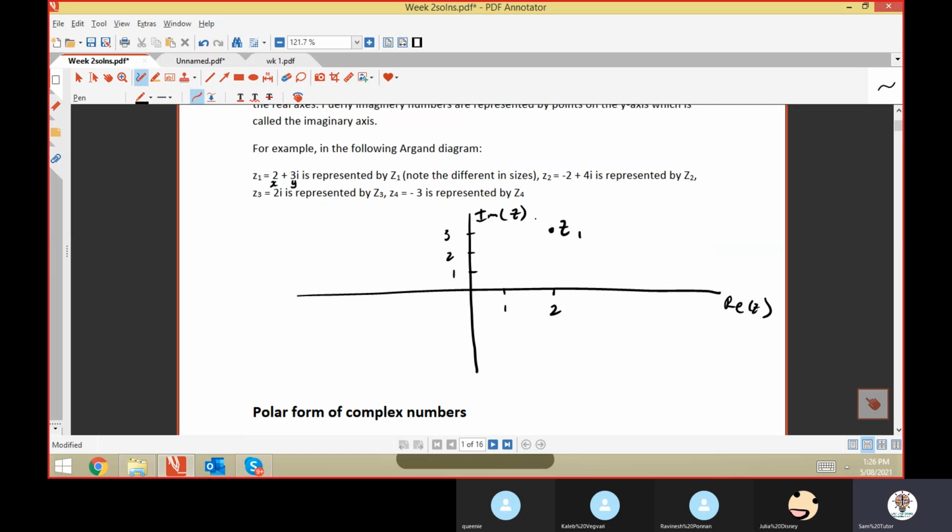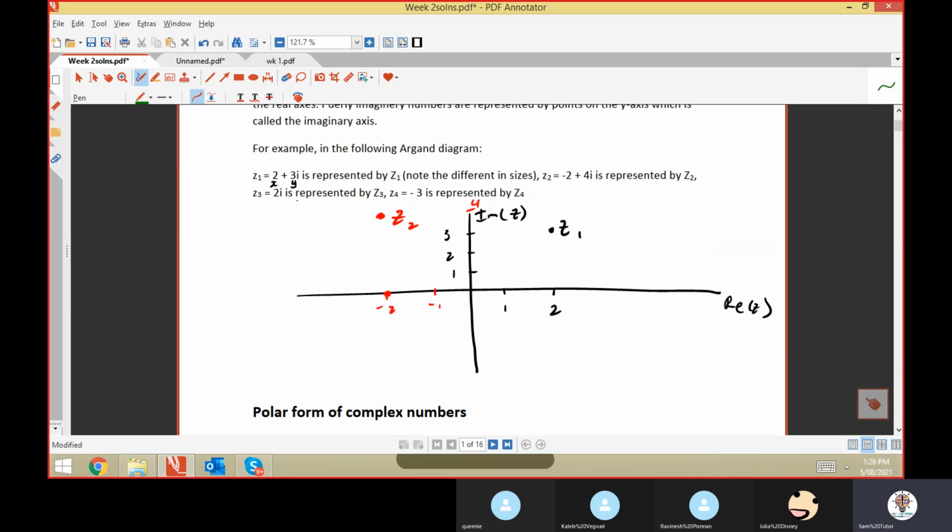Note the different size. Usually when we're representing something, we write them in capitals. That's just, I guess, convention. Any questions there? -2 plus 4i, -1, -2 is there, and then go up 4i. So 1, 2, 3, 4. That would be Z2.